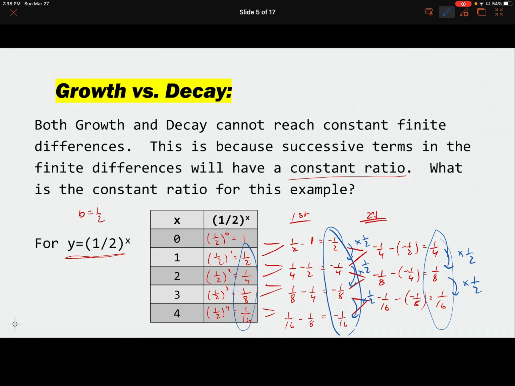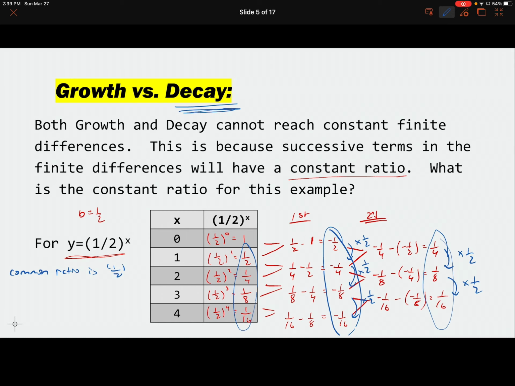And you might have also noticed that the common ratio is a half, which is also the base of the function. So that will always be true for exponential functions. And for decay functions, this ratio is always going to be between 0 and 1. So our common ratio is a half, that's between 0 and 1. That will always be true for exponential decay.